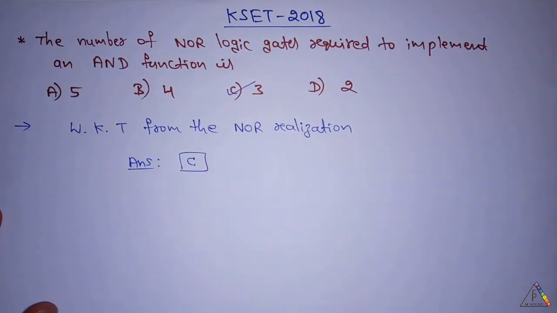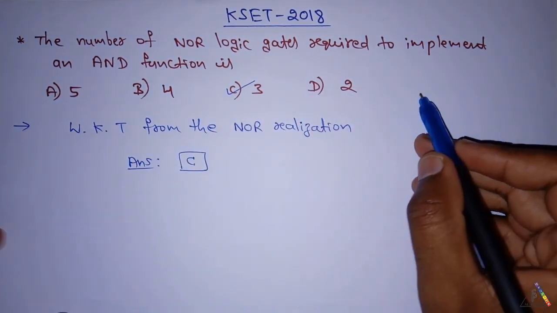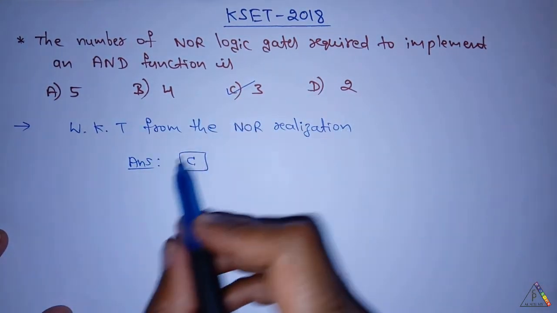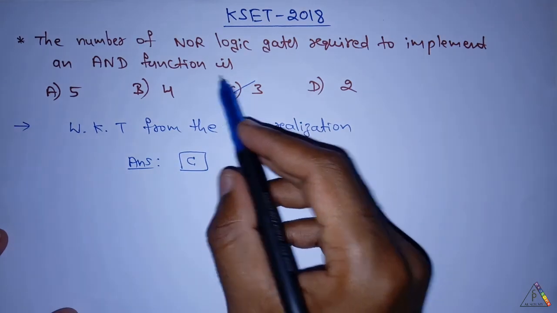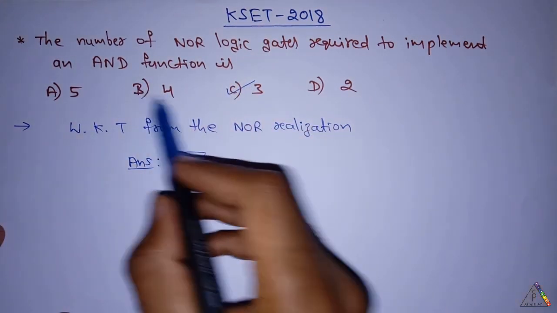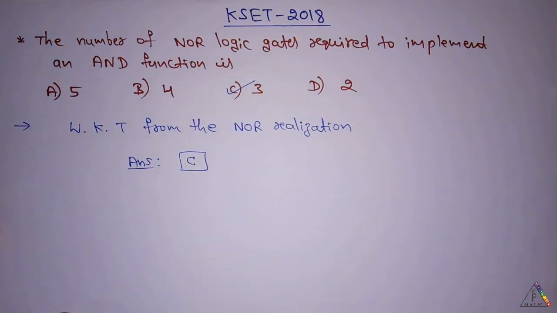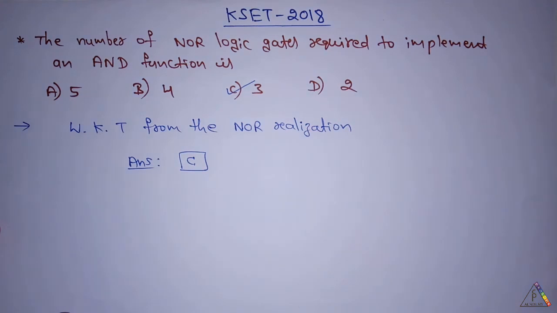Next is the KSET 2018 question. The question is, the number of NOR logic gates required to implement an AND function is. We know that from the NOR realization, we need 3 NOR gates to form the AND function. Therefore, for this question, the option is C option. That is, we need 3 NOR logic gates.